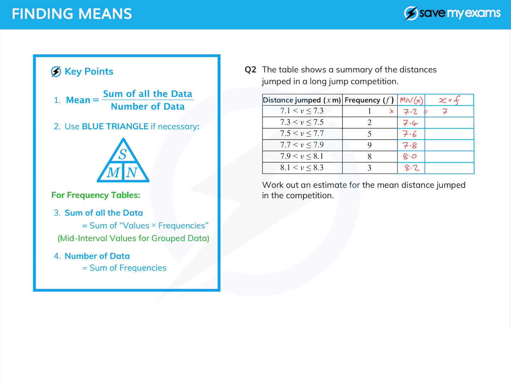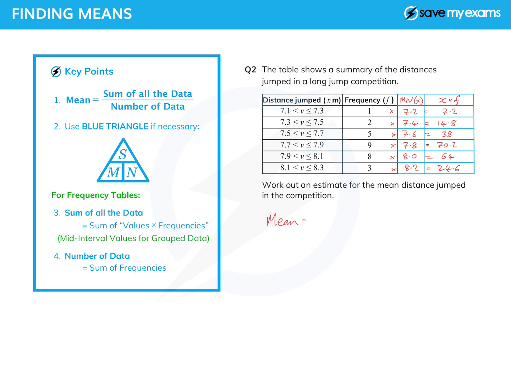So for each of these, we're going to multiply the frequency by the mid-interval value. So 1 times 7.2 is 7.2, 2 times 7.4 is 14.8, 5 times 7.6 is in fact 38, 9 times 7.8 is 70.2, 8 times 8 is 64, and 3 times 8.2 is 24.6. And then we're going to add all of those up when we're finding the mean.